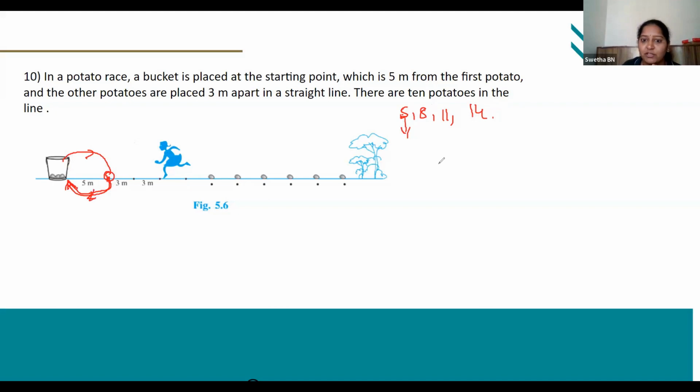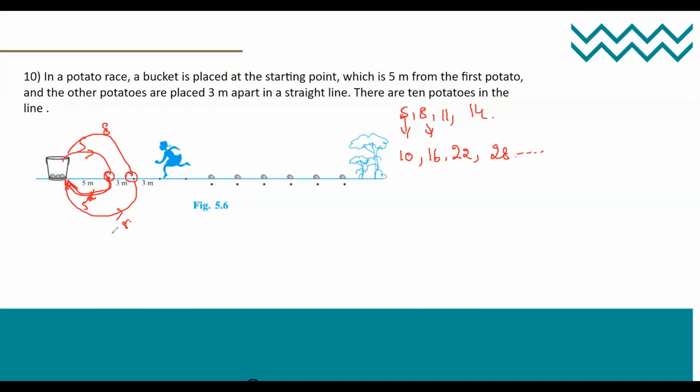So, what is the first number here? We have to add both. So, that is 10. Then, for the second potato, she has to run 8, and again she has to run 8 meters. Just make it twice, children. Got it, children? Yes, ma'am. Okay, sorry.